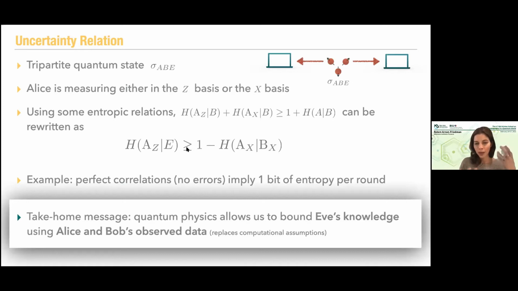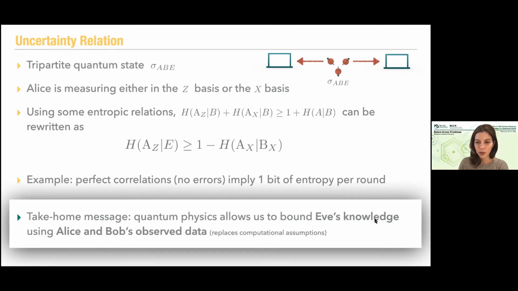This is what allows us to replace computational assumptions or any other assumptions about the adversary. Instead of starting with some assumption about what the adversary can or cannot know, here we don't make any assumptions. Alice and Bob, during the protocol, can check the statistics and see that their statistics are sufficiently good. It means that Eve doesn't know a lot about the state. So from what they observe during the execution of the protocol, they know what Eve knows.